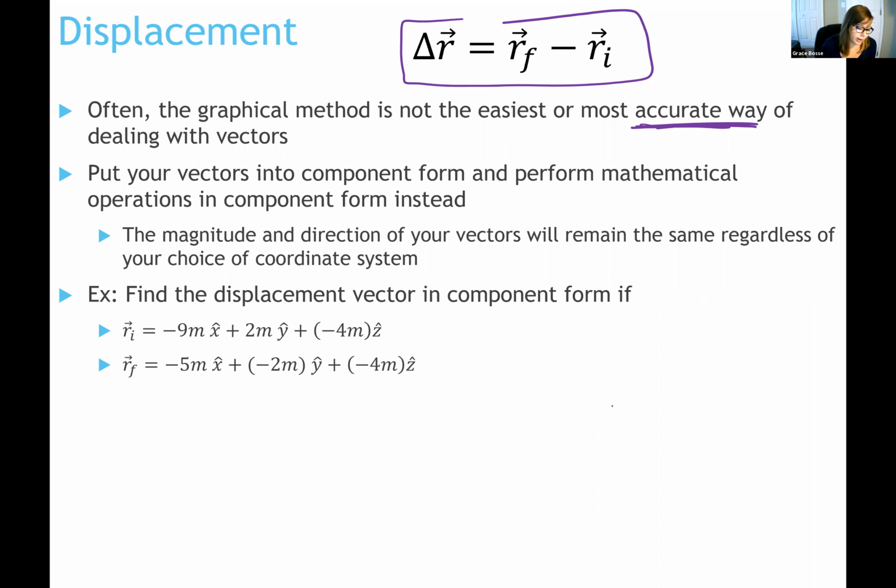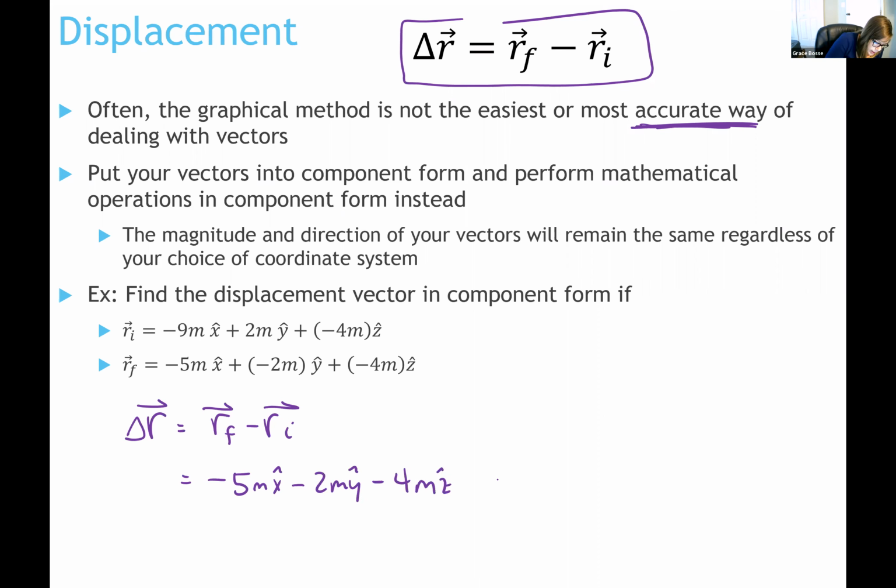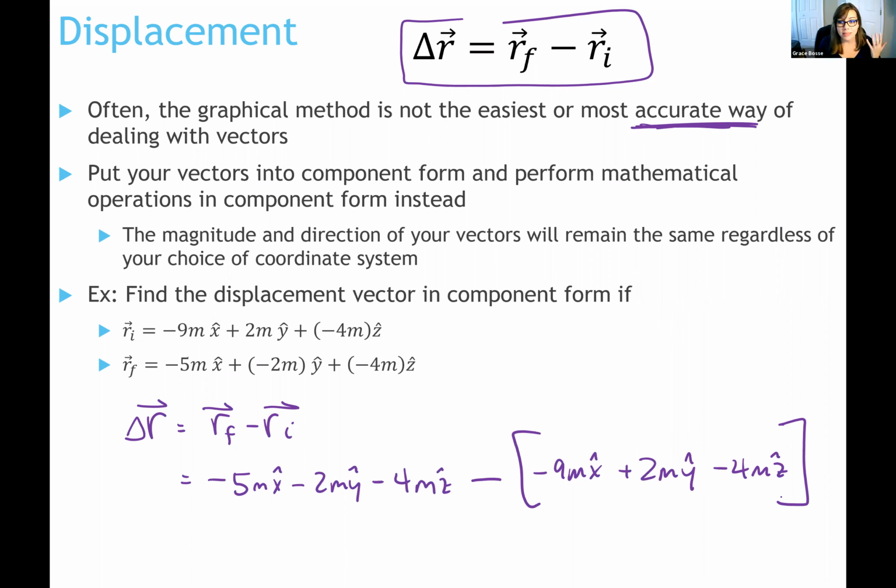Here's RF and RI, and I want to find delta R. So literally delta R, remember, is RF minus RI. So that's going to be negative 5 meters x hat minus 2 meters y hat minus 4 meters z hat. And then minus RI. So RI is negative 9 meters x hat plus 2 meters y hat minus 4 meters z hat. Make sure that you are subtracting all of RI. So be real careful with your vector subtraction. But when I've written everything in component form, it's really just basic math. This is just following arithmetic and algebra.